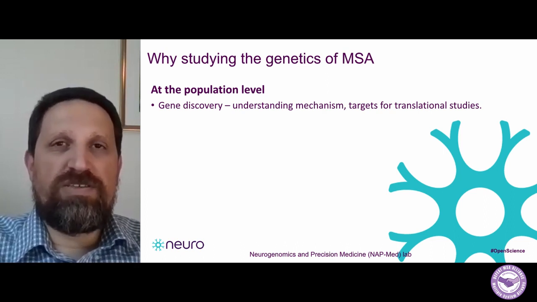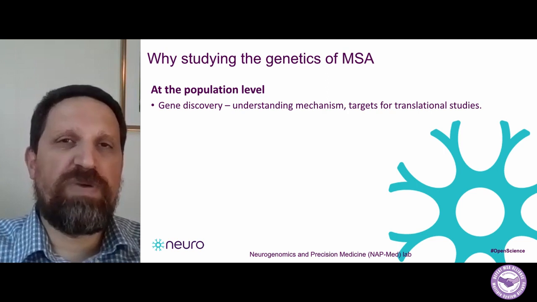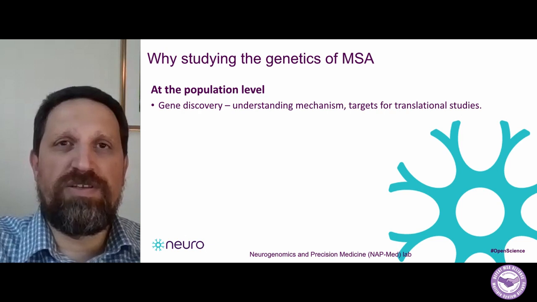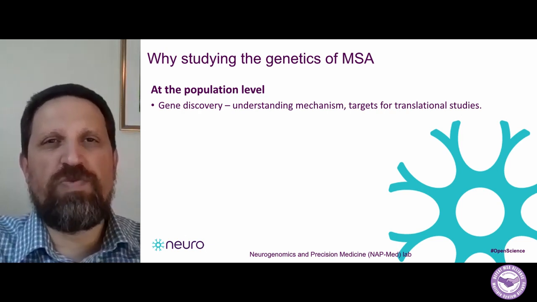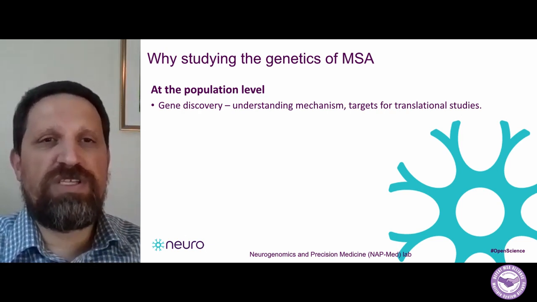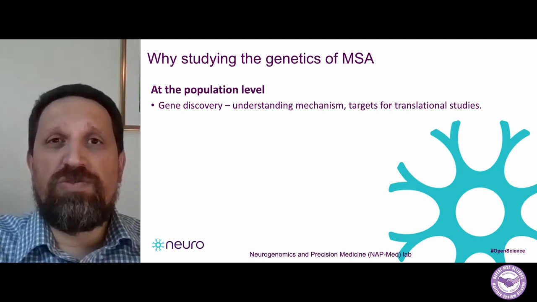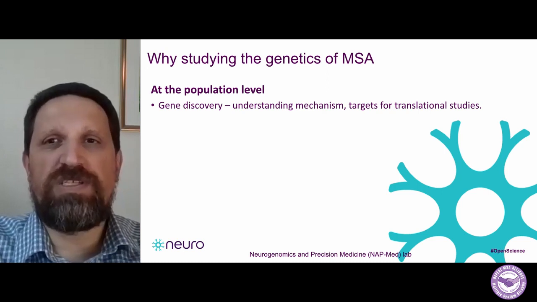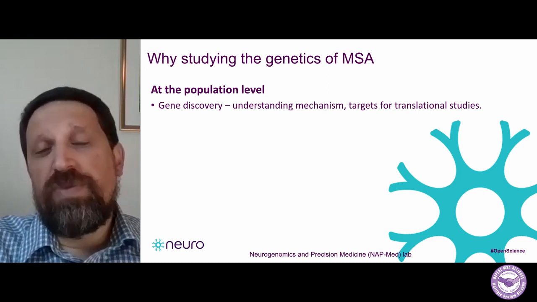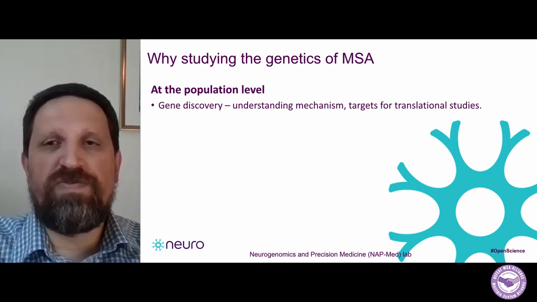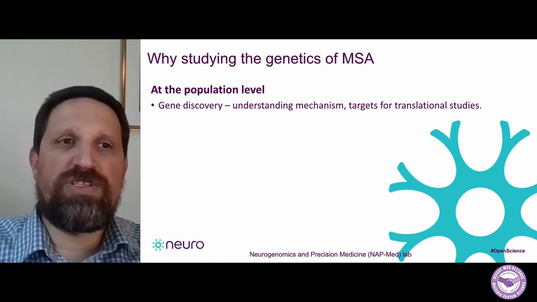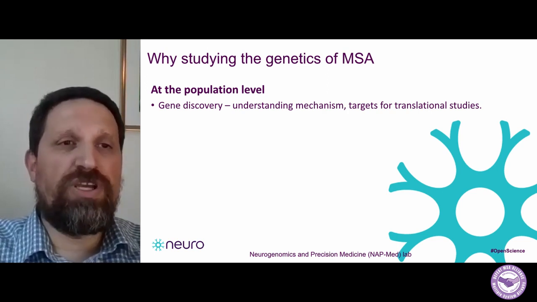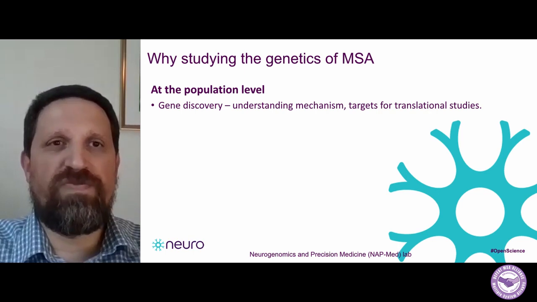So one thing that we can do, and the main thing that us geneticists are doing usually when we study diseases on a population level, when we take a large group of patients and study their genetics, is to try to find genes that are involved in the disease. There are many reasons why it's important that we find these genes. Once we identify these genes, it helps us to understand the mechanism of the disease. And also, and maybe more importantly, they provide us with targets for future translational studies. Translational studies are studies that are helping us to develop eventually drugs from a specific target.